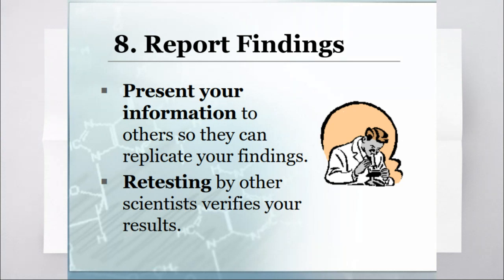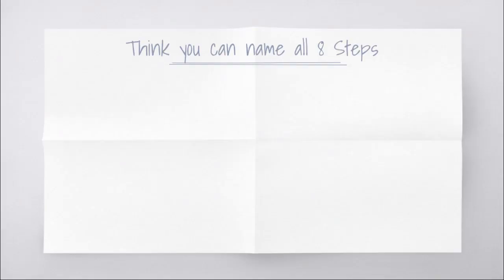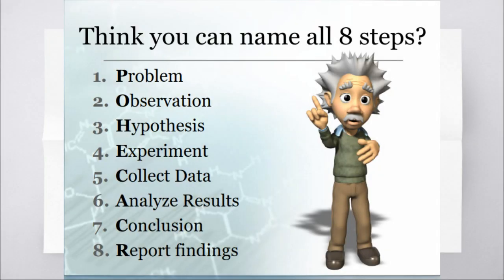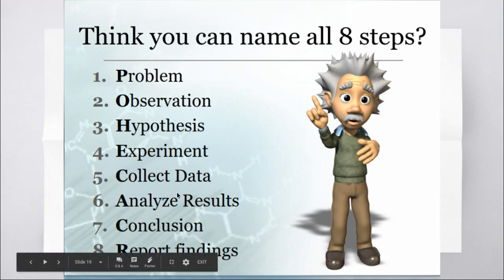Now, in the true real world setting, other scientists would go ahead and verify your results. And here, what we'll often do is have multiple groups do the same experiments to see if their results come up to be the same as yours. So take a break. Ask yourself, do you think you can name all 8 steps? You can hit pause if you want. Okay, here they are. Problem, observation, hypothesis, experiment, collect data, analyze results, conclusion, and report findings.